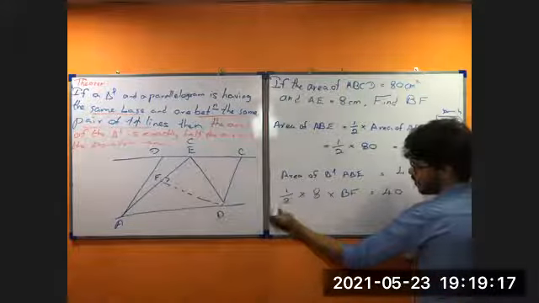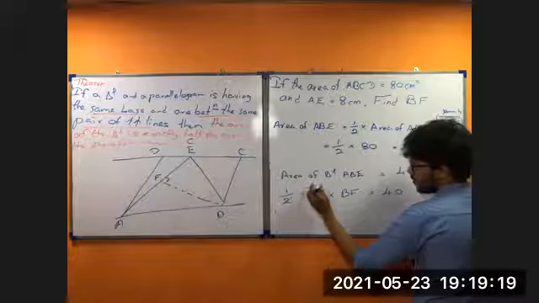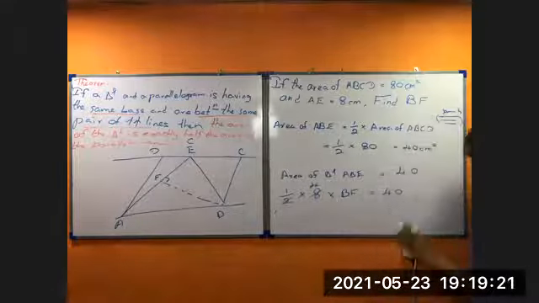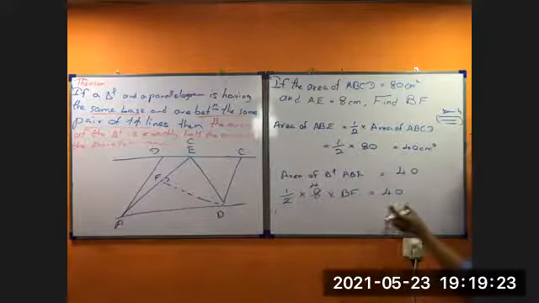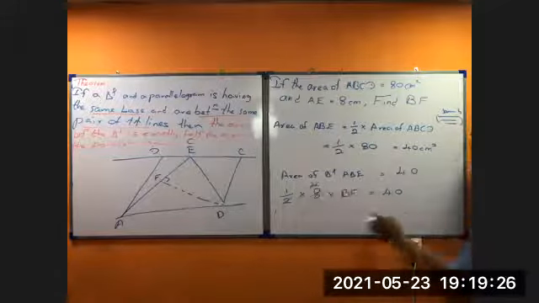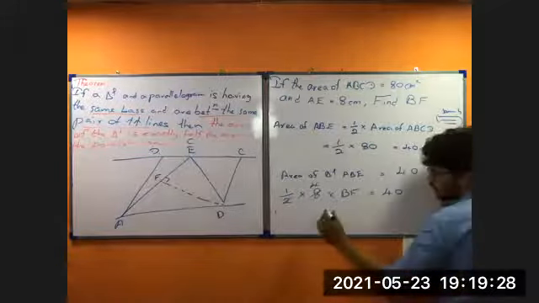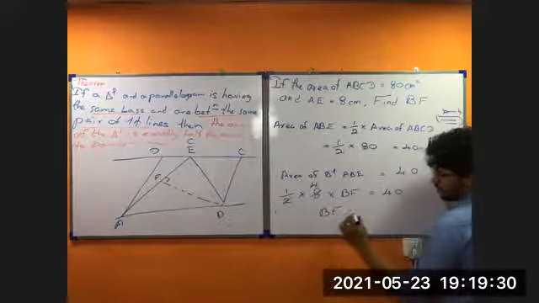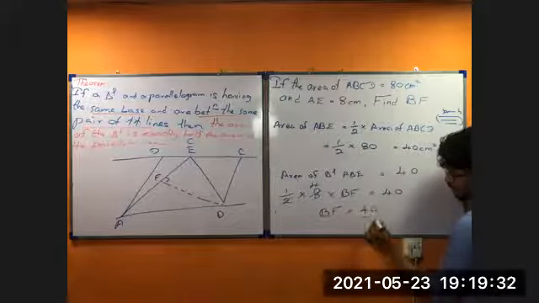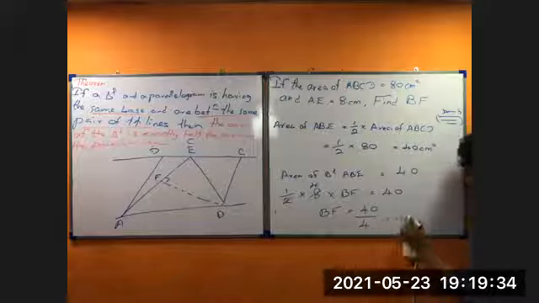So here you have 1, here you have 4. So 4 times BF is equal to 40. So you can bring the 4 to here, that means divide both sides by 4. Then what do you get? BF is equal to 40 divided by 4, which is equal to 10 centimeters.